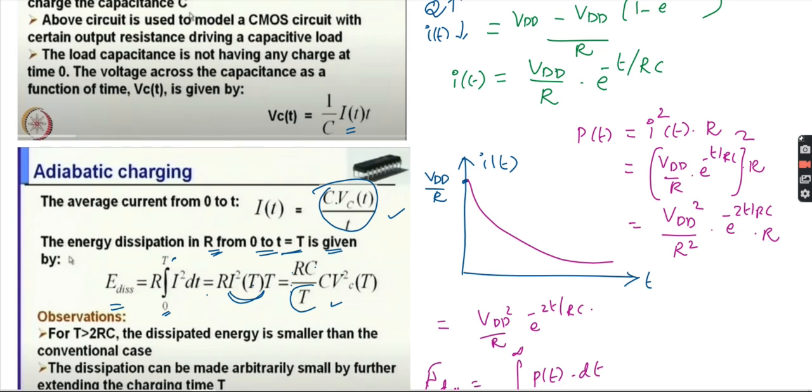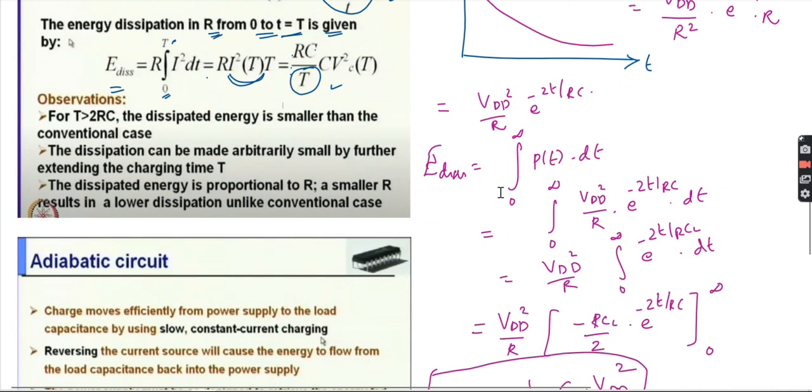So here, one more important parameter is capital T. Now we have to make an observation. If T is equal to RC, then your energy dissipation will be one, C into VC squared of T, which means it is conventional. If T is equal to RC, then it is a conventional charging, and the energy dissipation will be C into VDD squared, since VC of T is nothing but VDD.